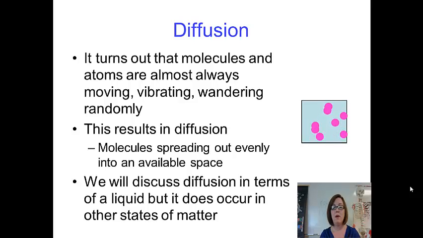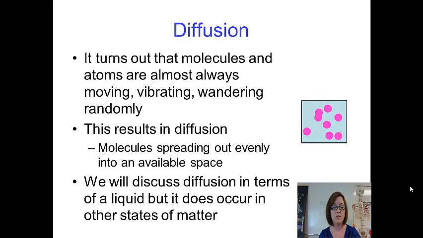So I first want to talk about passive transport, but to understand passive transport, we need to understand diffusion. Diffusion is the driving force behind passive transport. Turns out that molecules and atoms are always moving, always vibrating, always wandering around, even in solid objects, even in your laptop or your table or your pen, right?